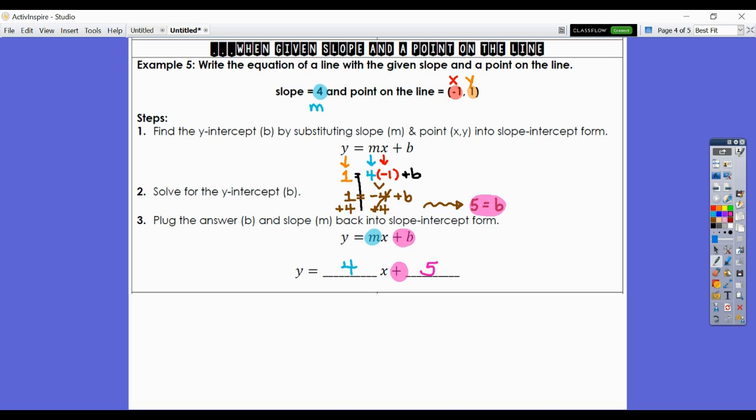We're substituting in the m and the b into y equals mx plus b, with the m that was given in the problem and the b that we solved for. We must keep the y and the x in the final equation because we have to account for every point on the line, not just the point negative 1 comma 1 in this scenario.